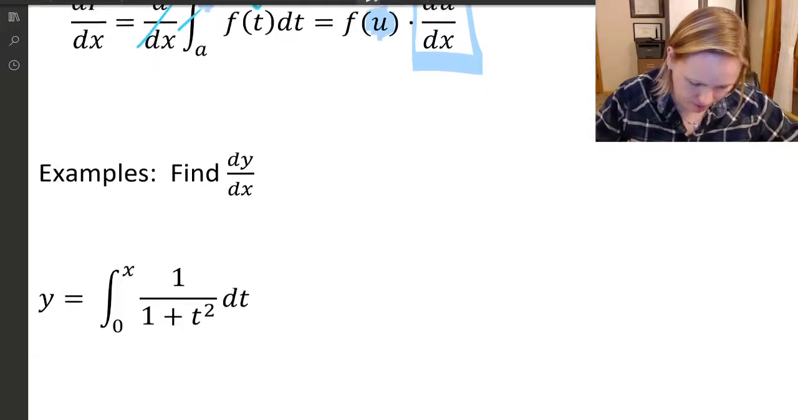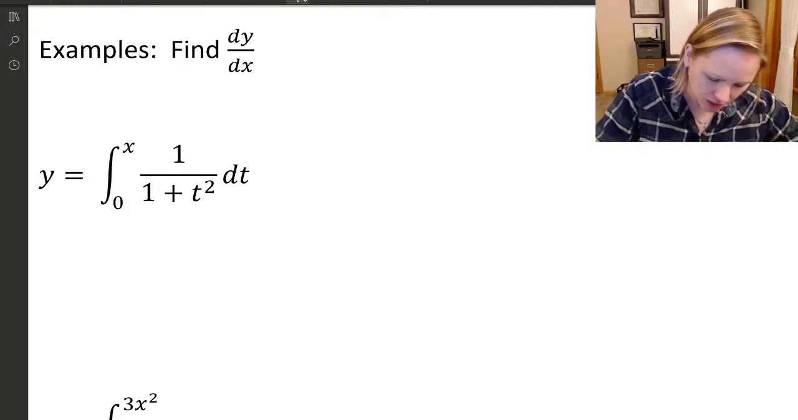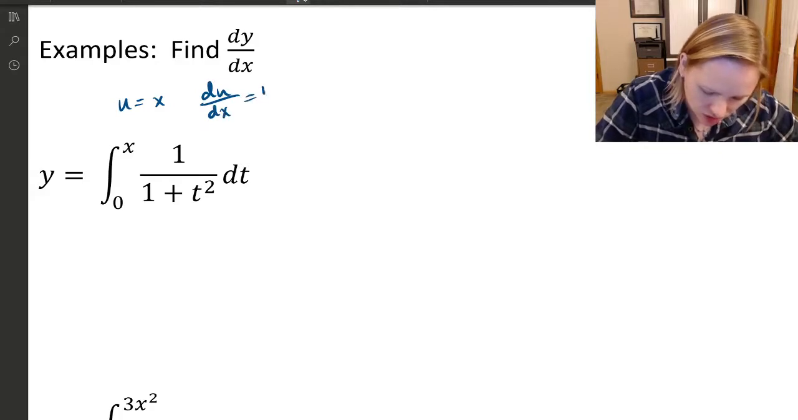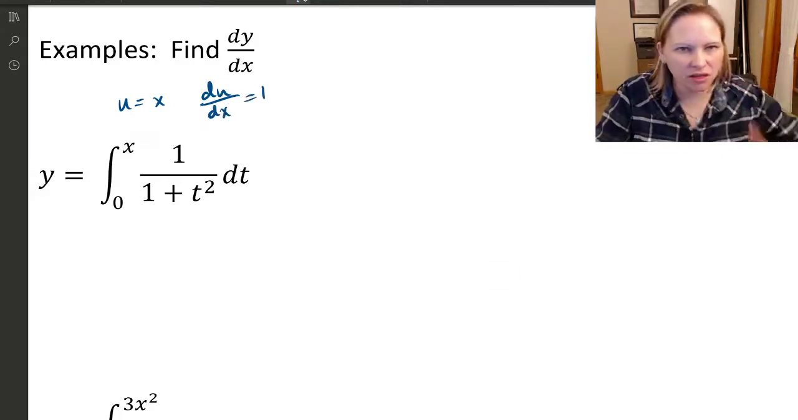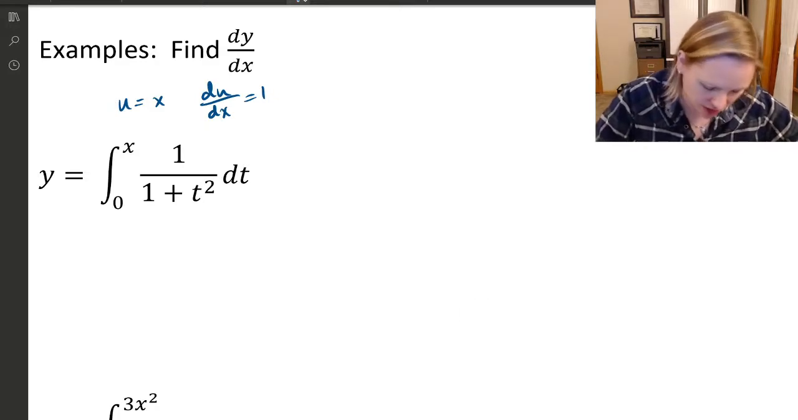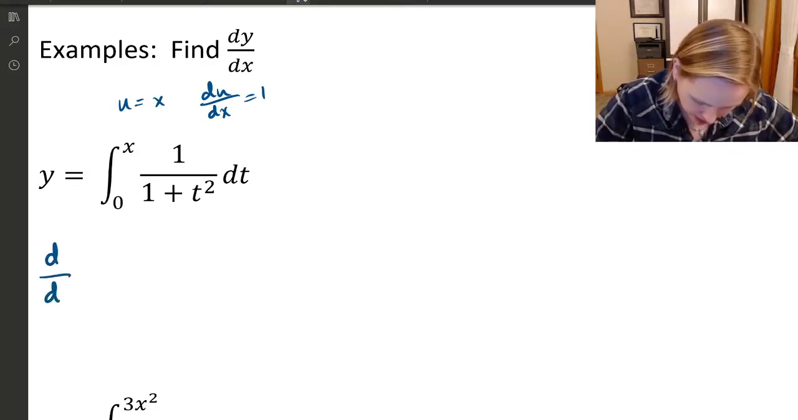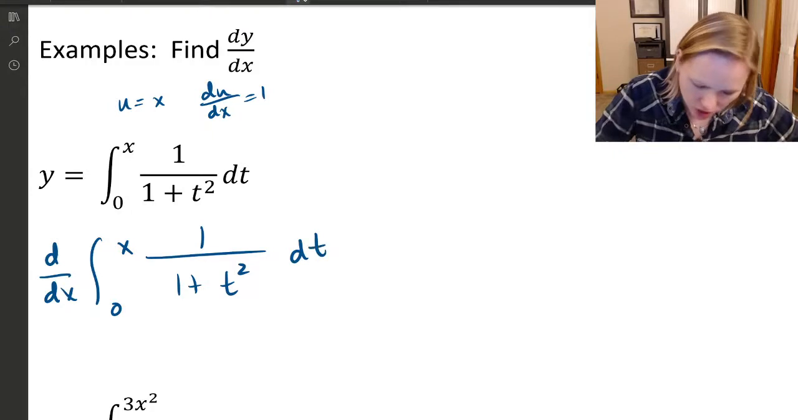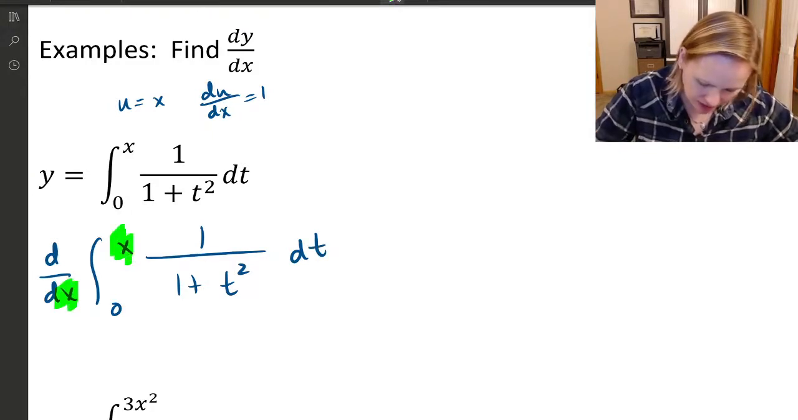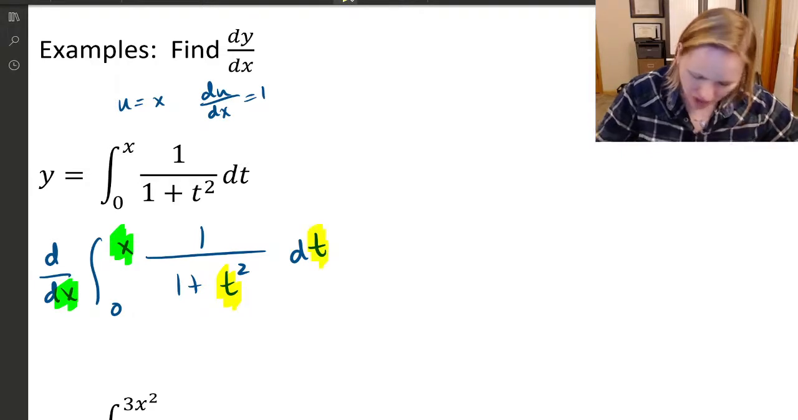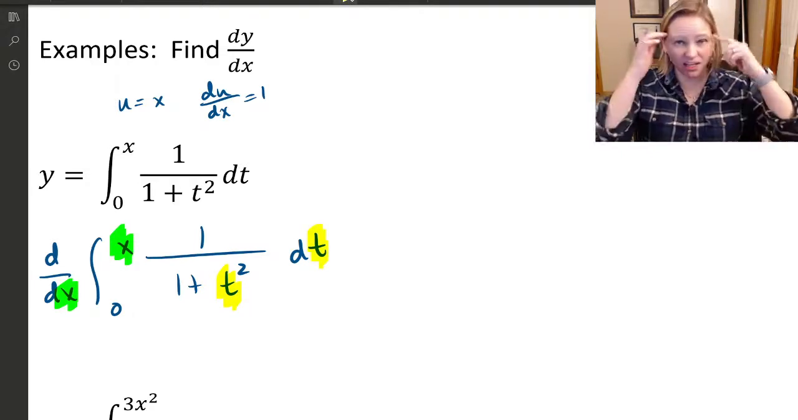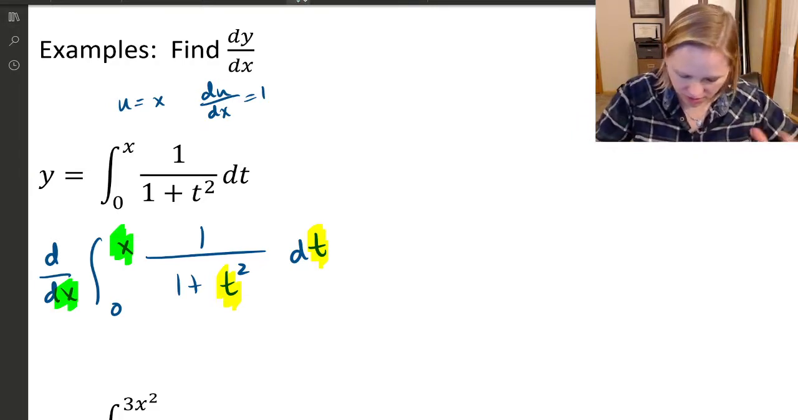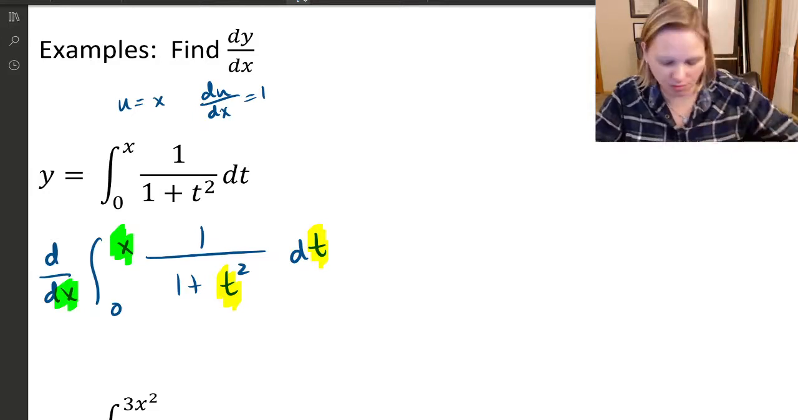So let's do some examples. So here, u is x, which means du dx is 1. Anytime du dx is 1, we don't need to worry about it. But we always need to think about it in the back of our mind. So if I want to find dy dx, that means that I'm going to find d dx of this integral. And I'm going to notice, okay, I've got x, I'm doing d dx, but in my integral, I have t's. Two different letters, that's really important, because if you don't have two different letters, then you have to treat it differently. It may not be what's happening here. We'll leave it at that.